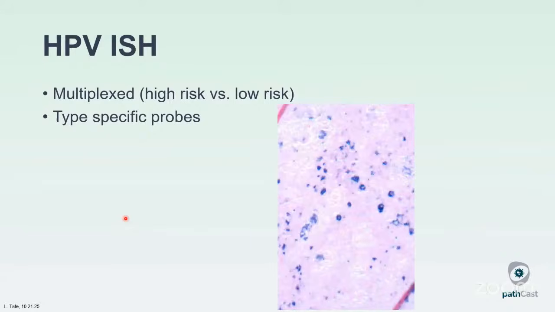And then in terms of HPV ISH, you can have multiplex assays, which will pool high risk and low risk, or you could have tissue specific or type specific or genotype specific probes that you could utilize as well. And similar to the EBER ISH, you can see in the tumor tissue itself that you do have signal indicating that you do have virus integrated into your tumor cells.